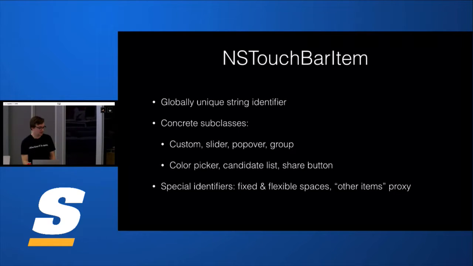So what is a touch bar item? It's the base class that all touch bar item subclasses inherit from. You need to provide a globally unique string identifier. That's a requirement for the system. And then there are 4 concrete subclasses that I'm going to talk about: custom bar item, slider, popover, and group. There are more specific ones: color picker, candidate list for autocomplete and predictive stuff, and then share button.